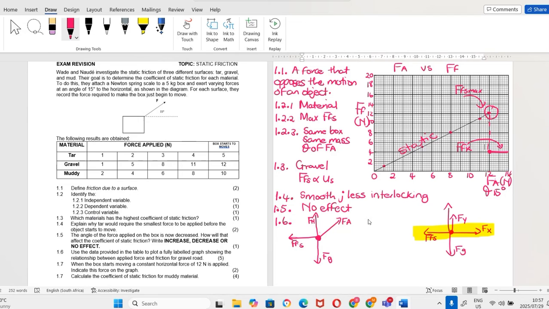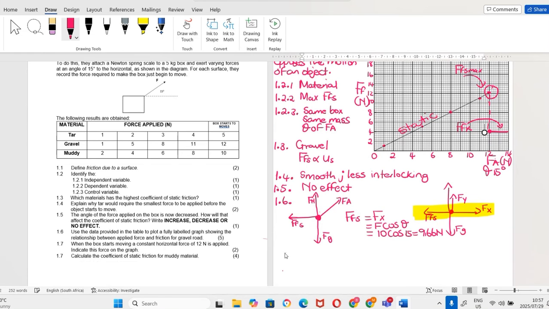Okay. So you would say there that your Fs is equal to your Fx, which is equal to the force that is applied just to cause the object to start moving, multiplied by cosine theta, which is then equal to 10 cosine 15 degrees. And that would give you 9.66 newtons. Then remember, the formula for friction is given by Ffs equals μs Fn.